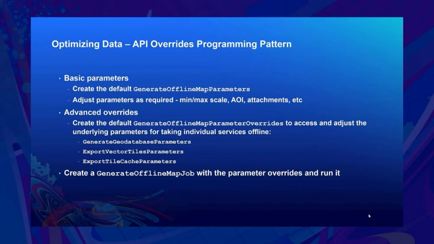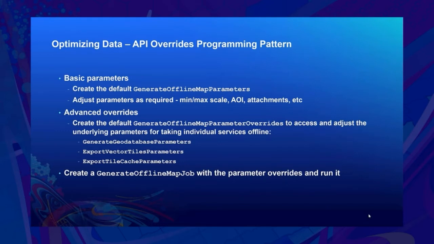But if you need further control, if you need this fine-grained control that we're talking about, you can adjust those parameters by creating a set of generate offline map parameter overrides. And they allow you to adjust all of the underlying parameters for individual services. For each of the services in your map, you would have access to the underlying parameters. So when you're working with feature layers or feature tables, you would be working with generate geodatabase parameters. These are the parameters that will be used when we're creating a mobile geodatabase.